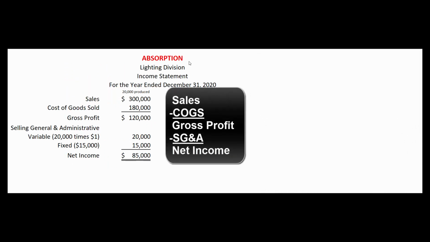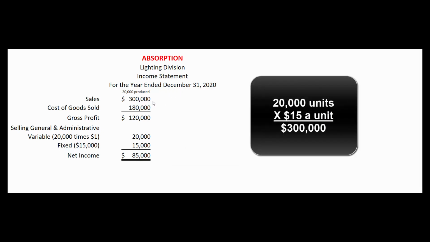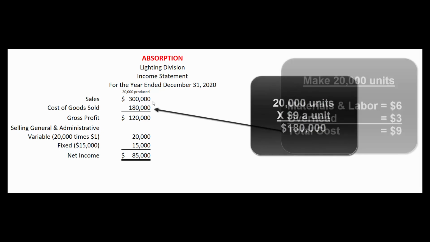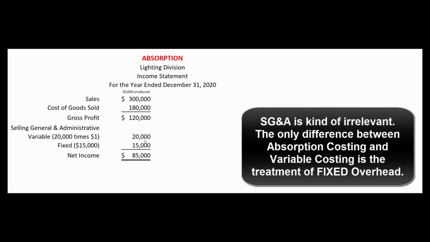Let's do absorption first. That's one we've always looked at before. Sales minus cost of goods sold gives us gross profit, minus selling, general, and administrative expenses gives us our net income. If we make 20,000 units and sell 20,000 units, our sales are $300,000. Our cost of goods sold is 20,000 units times $9 a unit. Remember, there was $6 of variable materials and labor plus $3 for fixed overhead. Then we subtract our variable SG&A and our fixed SG&A, and we have net income of $85,000.